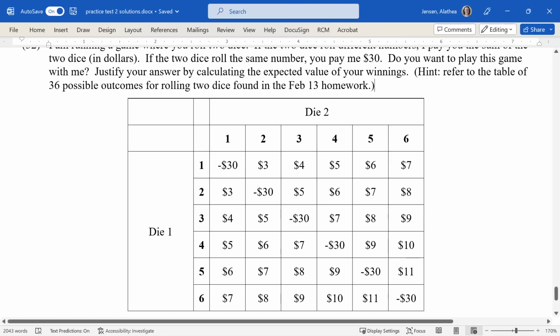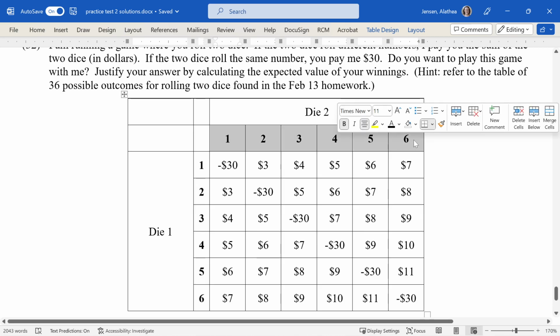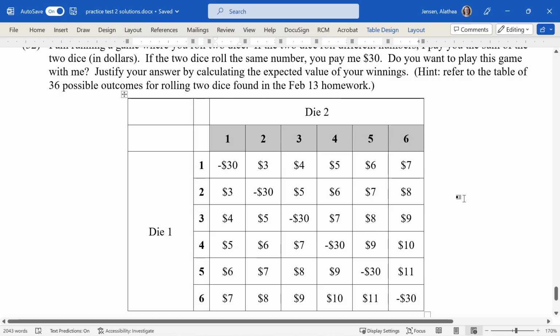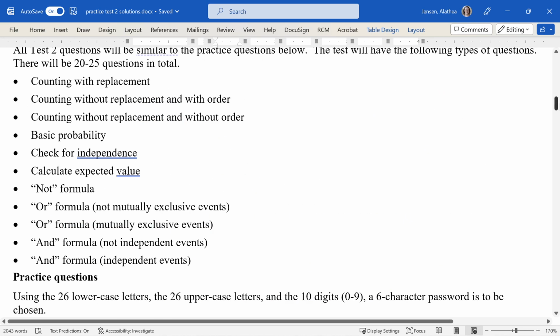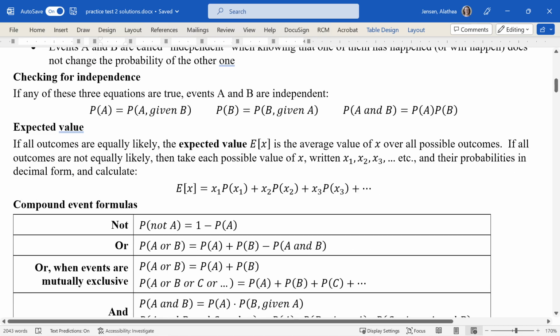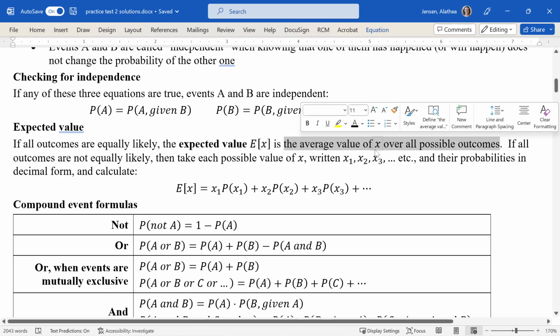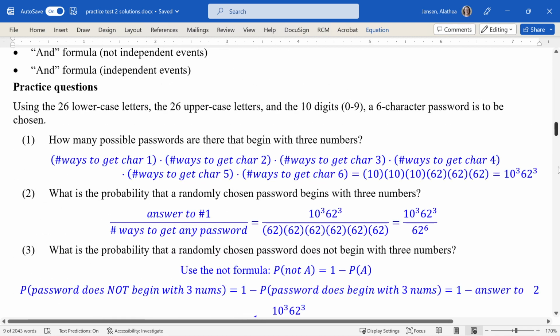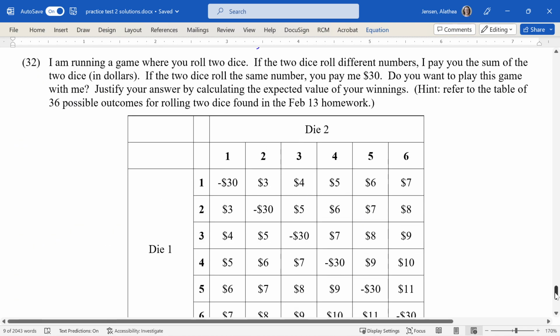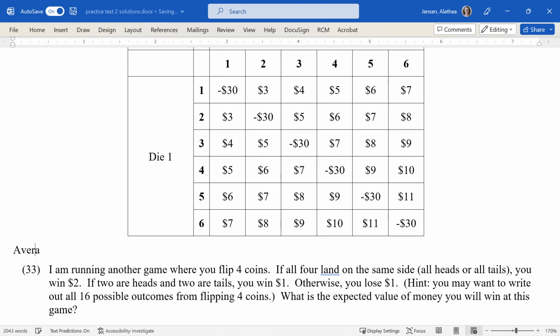And now, as far as probabilities go here, each of these outcomes is equally likely because each die is equally likely to land on any of these sides. So we don't actually need to multiply probabilities by outcomes. Looking back at the expected value section in the info bank, look at this first sentence here. If all outcomes are equally likely, the expected value is just the average value over all possible outcomes. So just like the first question here, all we really need to do is average together all of these outcomes. We're going to average together the 36 outcomes.